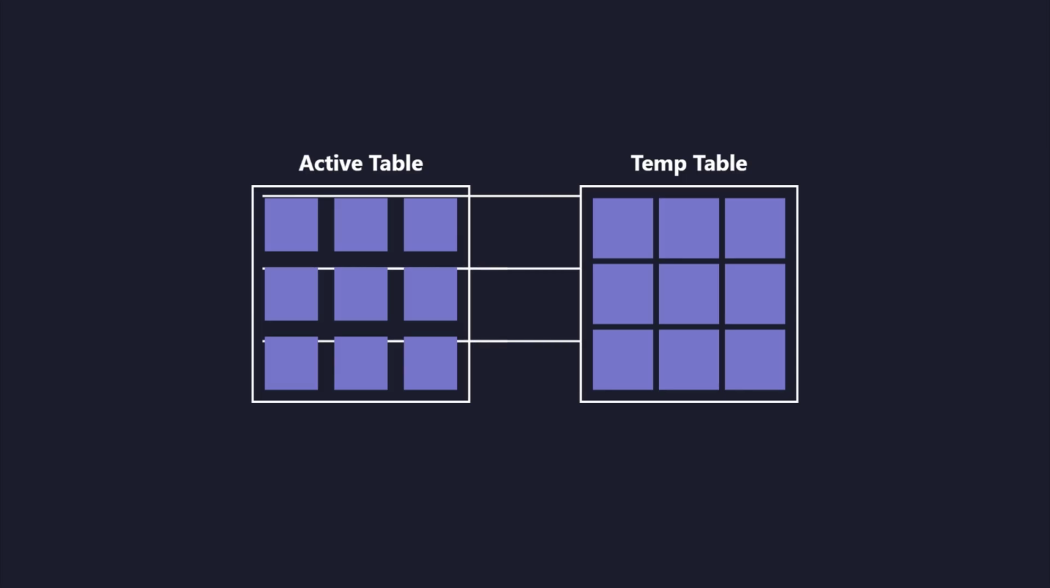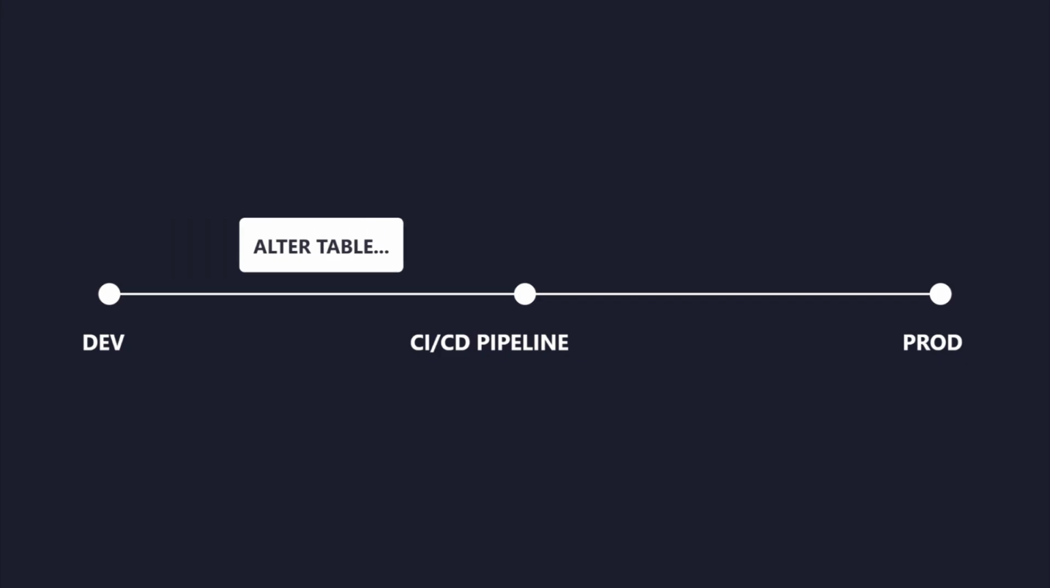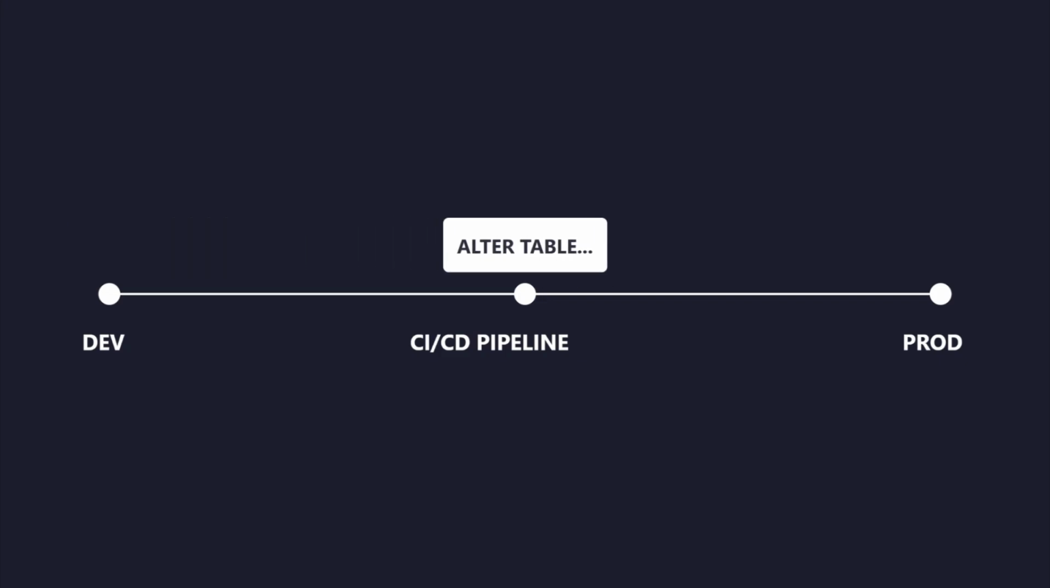For massive data transformations, it is sometimes faster to create a new table, populate it, and then swap names. This requires a brief period of downtime or a complex trigger setup, but it ensures the resulting table is perfectly optimized and compact. Integrate migration checks into your continuous integration and continuous delivery pipeline.